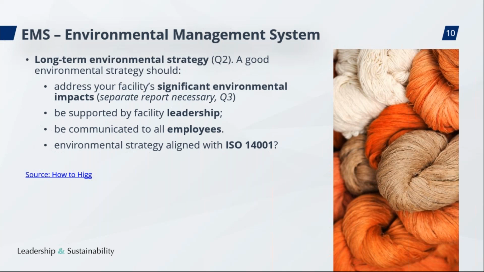A good environmental strategy should address your facility's significant environmental impacts and compliance obligations as prioritized in your environmental impact assessment. It also needs to be supported by facility leadership. It needs to be communicated to all employees. And to ensure environmental objectives are carried out, your strategy should also include plans for achievement that detail, for example, what will be done, what resources will be required, who will be responsible, when it will be completed, and how results will be evaluated.